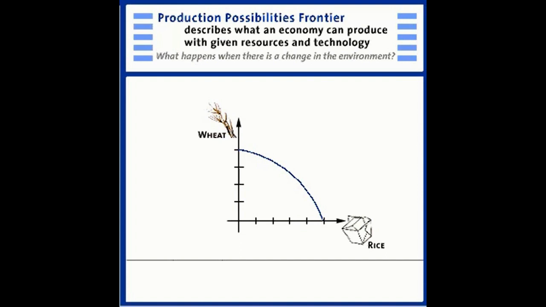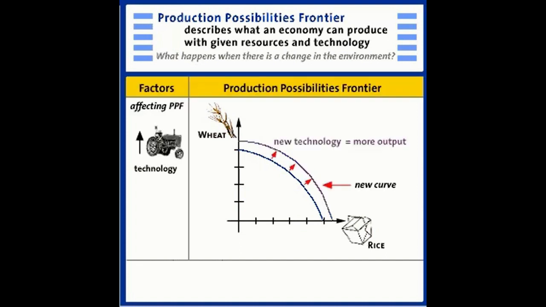Suppose there's an agricultural revolution, and this economy discovers new and more productive ways to make both rice and wheat with their given resources. In that case, the production possibilities curve will shift outwards. The curve shifts outwards, representing the fact that after technical progress, it's now possible to produce more wheat for a given amount of rice than before.